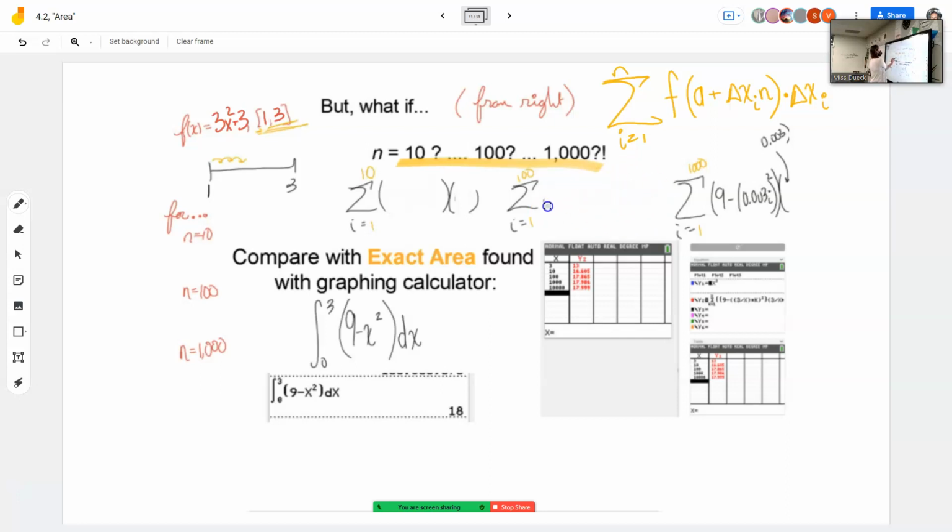I wouldn't be spending as much time here, but A, it is a shortcut, and B, it does lead us to the limit definition of an integral, of a definite integral, which is exactly what section 4.3 is. Okay.